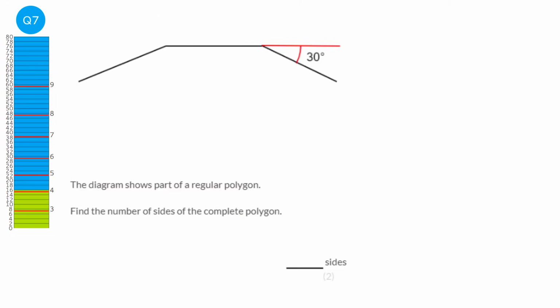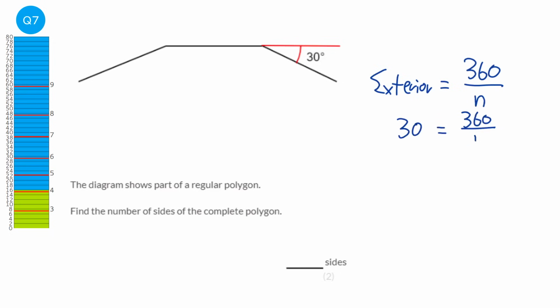The formula for an exterior angle for a regular polygon is 360 divided by the amount of sides. Now here we're given the fact that the exterior angle is 30 and we're looking for n, so we just need to rearrange the equation. We can times both sides by n.